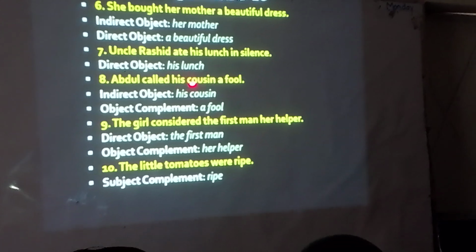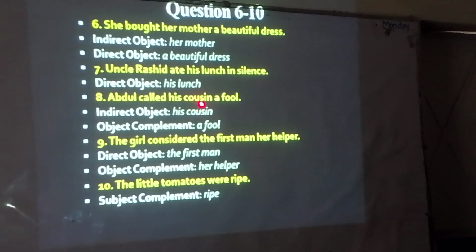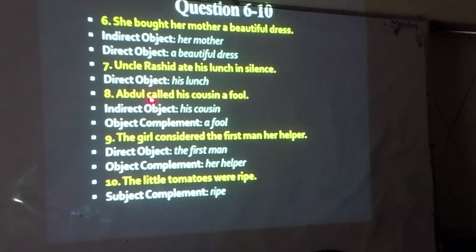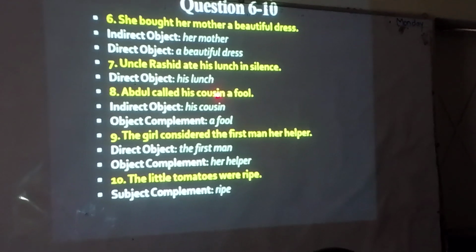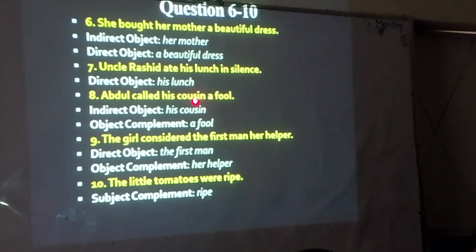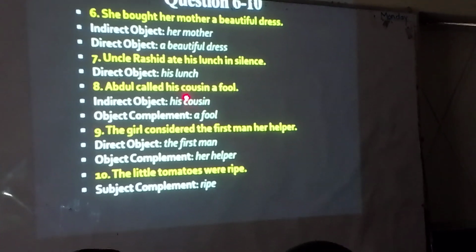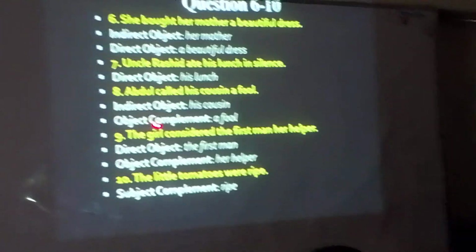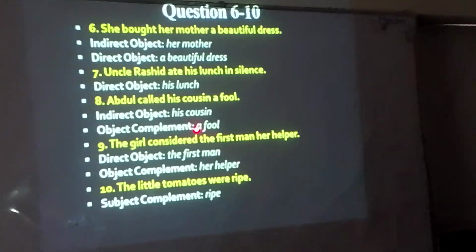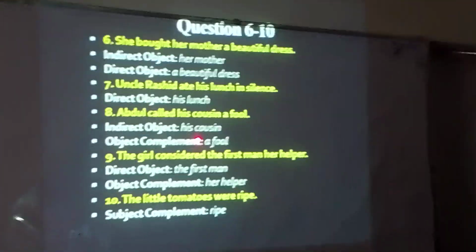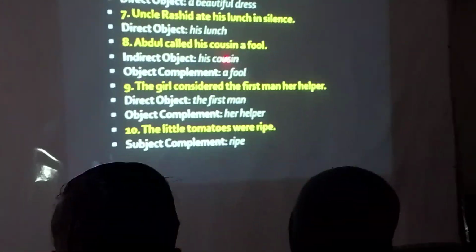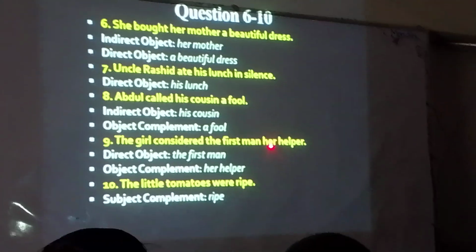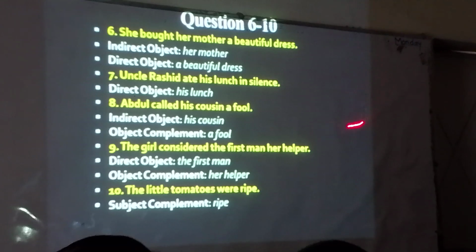So his cousin is also an indirect object and it is also an object, okay? So if I simply say Abdul called his cousin, Abdul called his cousin. What did Abdul call his cousin? Nobody knows, until and unless I write a fool. So that is the reason it is completing the object. A fool is completing the object. Clear? Next one, the girl considered the first man her helper.